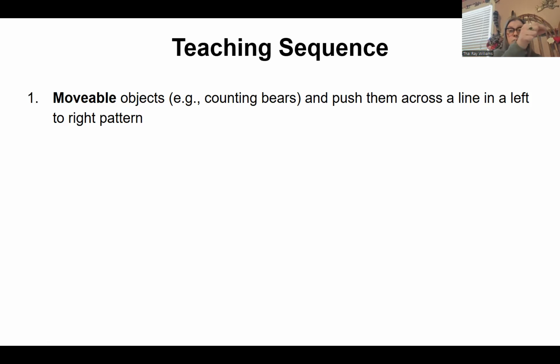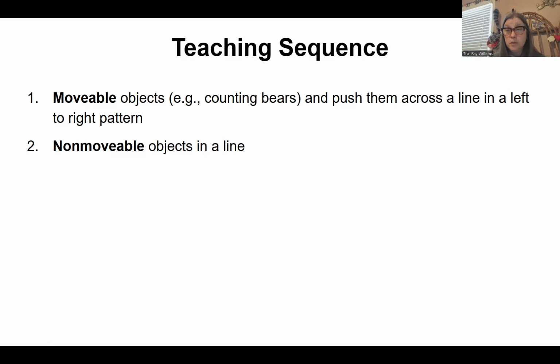I have a line. One, two, three. Now that is much easier because they can move it as they count. The next one is a non-movable object in a line. So imagine you have three in a line and then they have to count and they can't move them. That is a more difficult skill, which is why we're building on those skills.